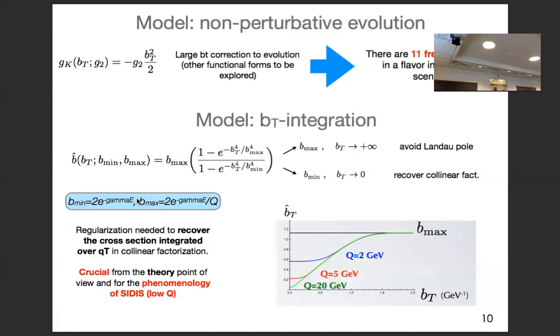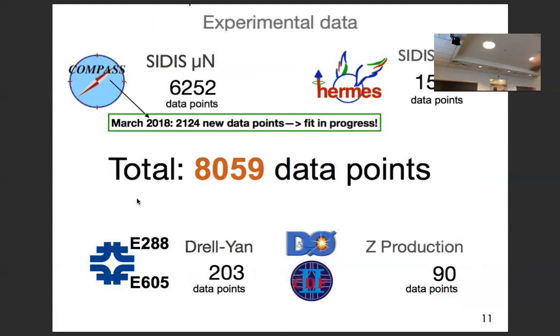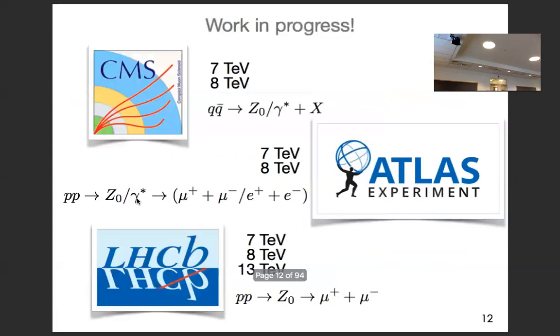Shall I move on? Great. So, experimental data. These are the experimental data we used. COMPASS, the vast majority of experimental data, with a recent update in March 2018 with more than 2,000 new data points, and it's in progress for this new data. The first stage of the fit was performed with those 6,000 points, which makes a grand total of 8,000 data points. Work in progress is also for CMS, ATLAS, and LHCb, and these are tough because the experimental errors for these guys are really small.